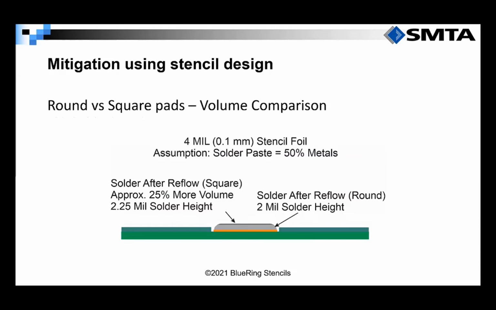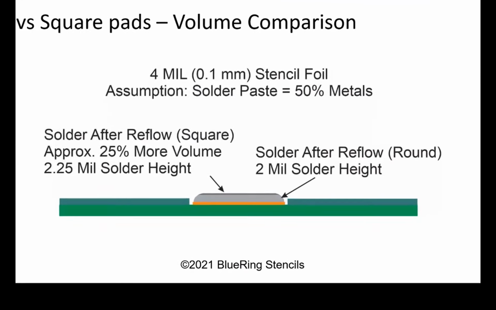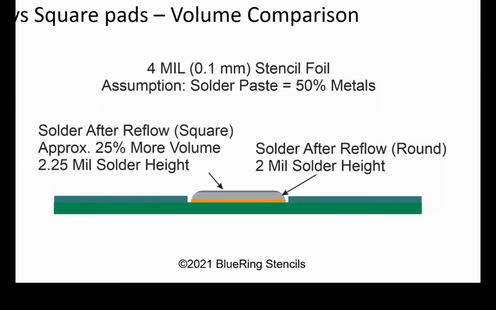Now I want to show a better visual here when discussing paste height. Like we said earlier, when we print a round aperture 4 mils high, 1:1 with copper, we can expect a 2 mil solder deposit after reflow. When we change that shape to square, then we get approximately 25% more volume. So how does that affect paste height?